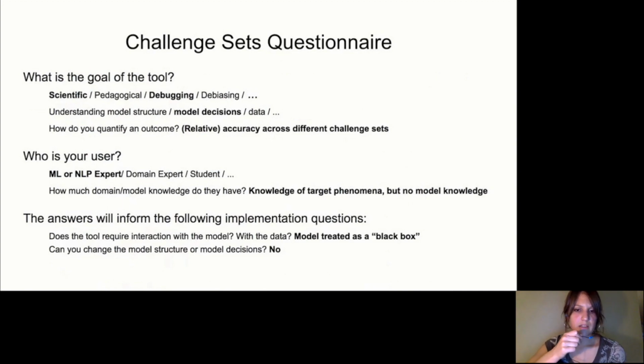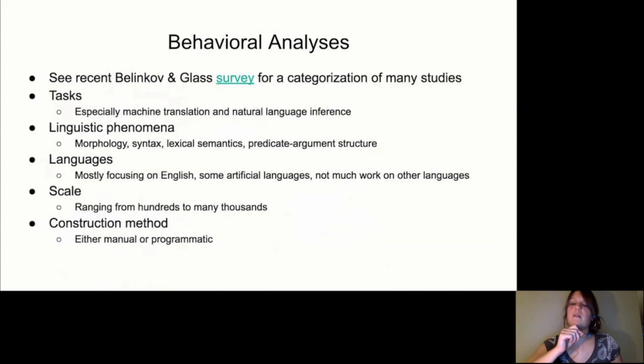And in terms of implementation, I think I made these points already, that we really do treat the models as a black box, and we're not dealing with model structures and decisions. We're just observing inputs and outputs. So I will survey a range of different parameters that are relevant to talk about when we talk about the space of approaches that have been taken to challenge sets. I'll refer again to Jonathan and James's survey, which gives a really nice categorization of a ton of different studies, but I'll highlight some of the main parameters.